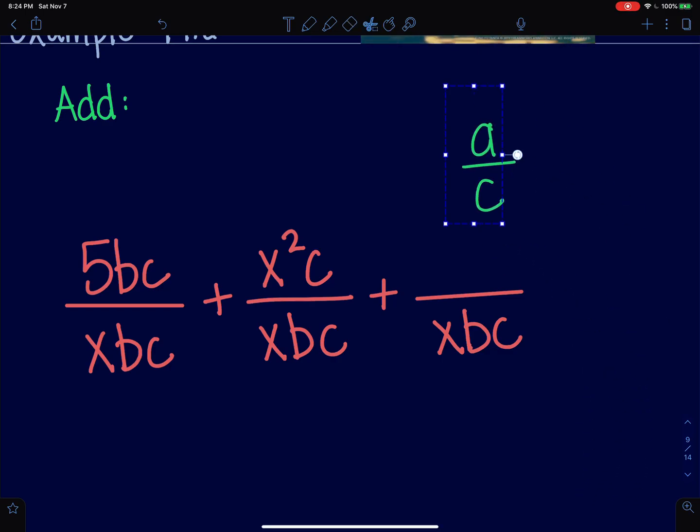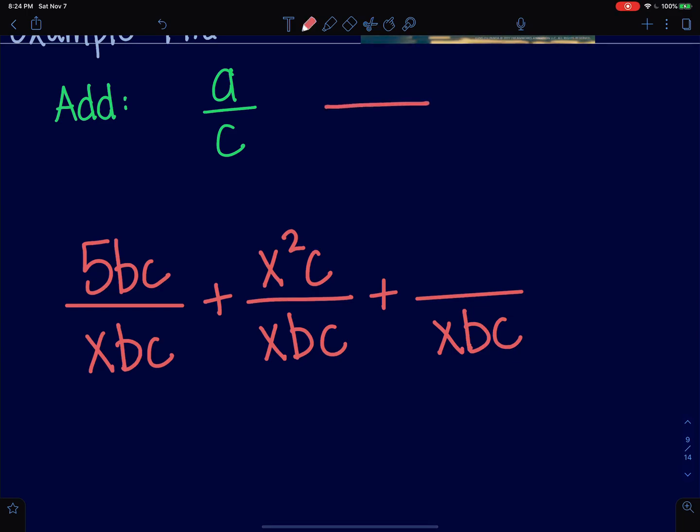I'm going to bring up this last one. What do I have to do to turn this into something with a denominator that is XBC? I'm going to have to multiply this by XB. Now I'm going to have to multiply the top by XB. And I'm going to have AXB.